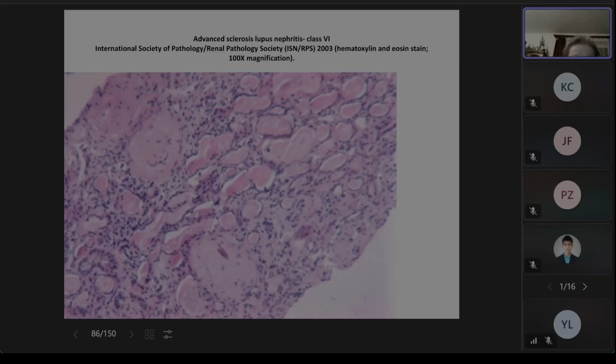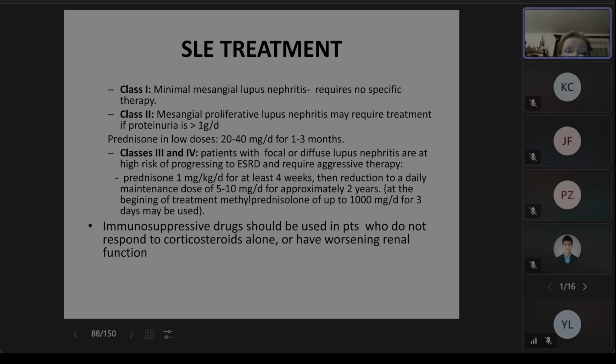What is the treatment? The treatment of lupus nephritis, of course, depends on the class of lupus nephritis. In class 1, there is no specific therapy. In class 2, the patients are given prednisone in low doses, usually 0.5 milligram per kilogram.